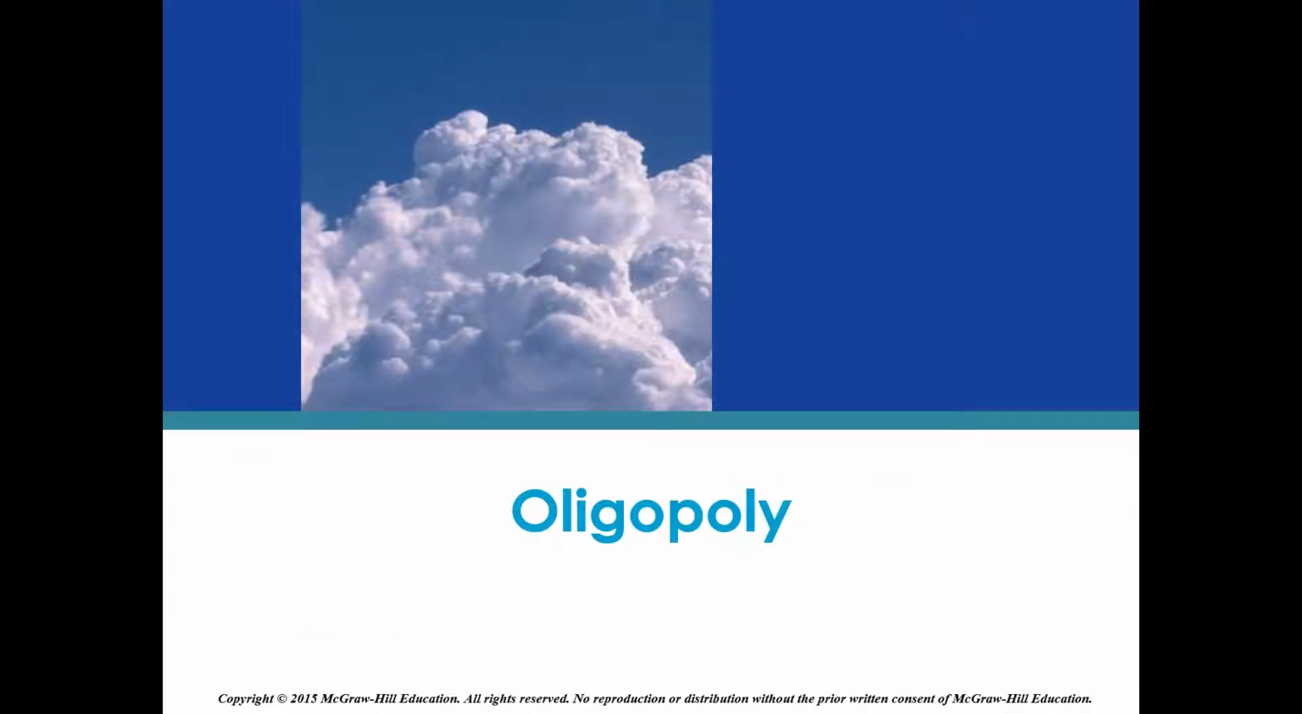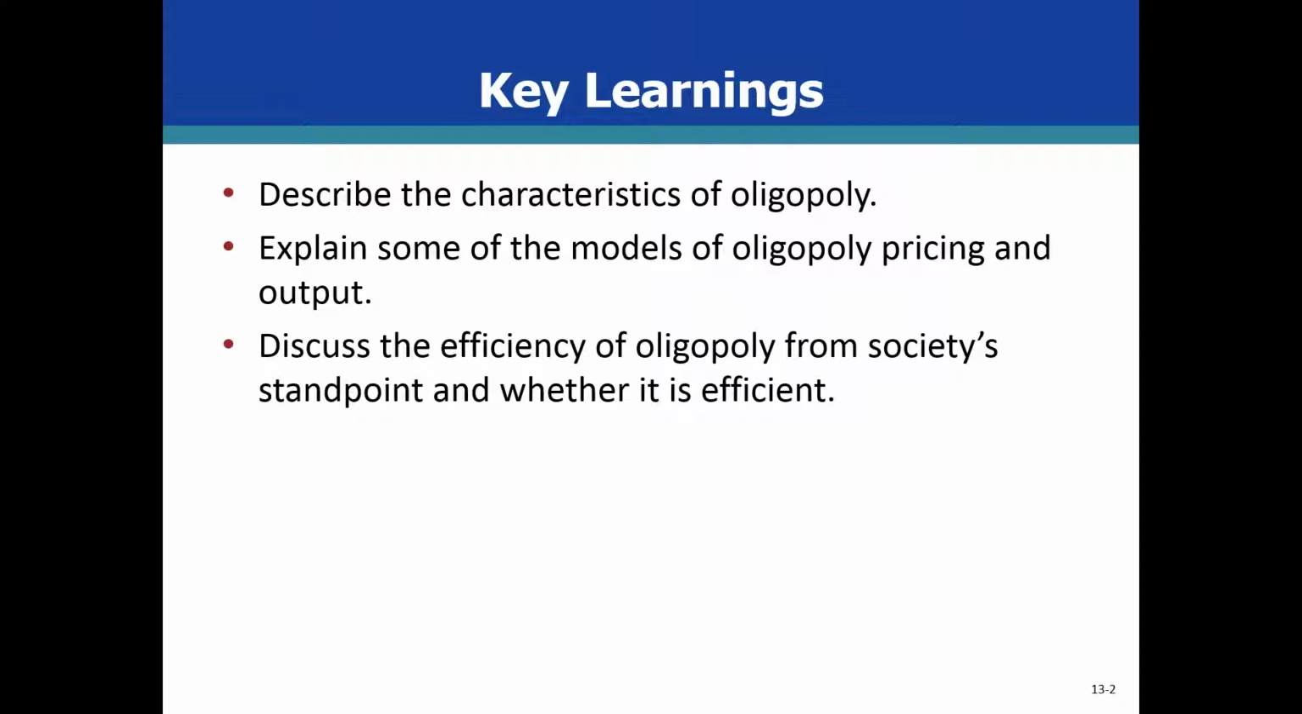Oligopoly is a significantly different industry structure when compared to monopolistic competition. This lecture will describe the characteristics of oligopoly, explain some of the models of oligopoly pricing and output. We'll specifically take a look at the price leader model, and we'll discuss the efficiency of oligopoly from society's standpoint and whether it is efficient.